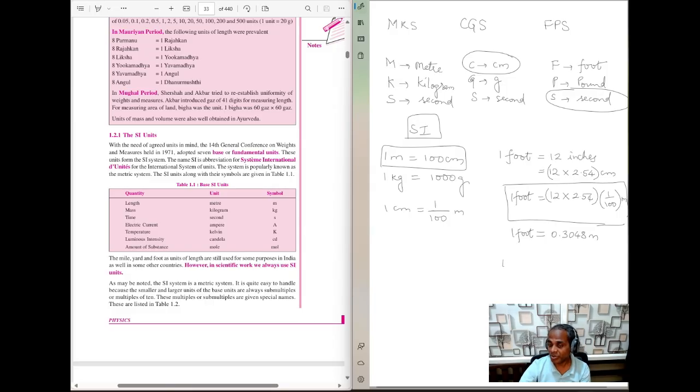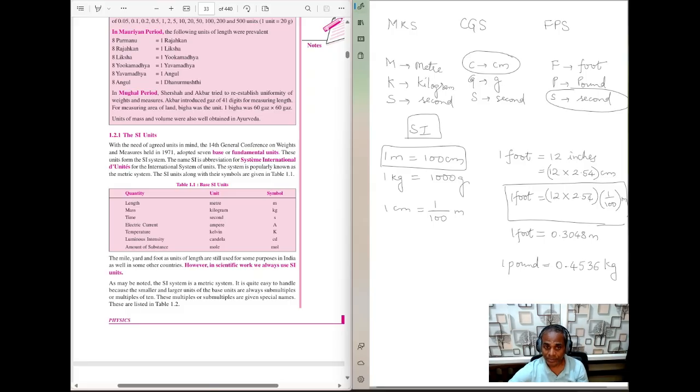Similarly, pound is a unit of mass in the FPS system. So 1 pound is equal to approximately 0.4536 kg. This is how we can convert measurement values from one system of units to another.